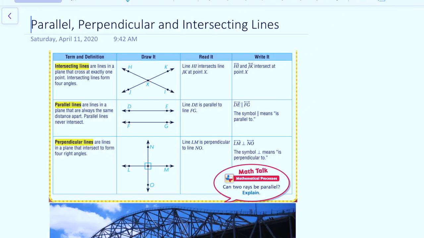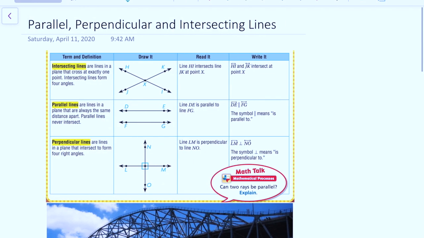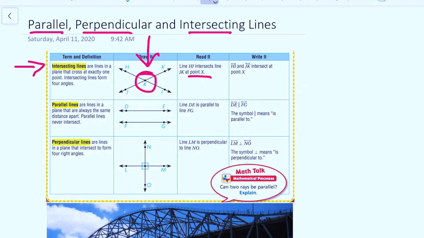Okay guys, I'm going to very quickly do a lesson on parallel lines, perpendicular lines, and intersecting lines. So the first one is intersecting lines. The intersecting lines are the lines which intersect at a point. So they are really just cutting each other. And the common point where they meet is the point of intersection. So in this case, they're meeting at point X.